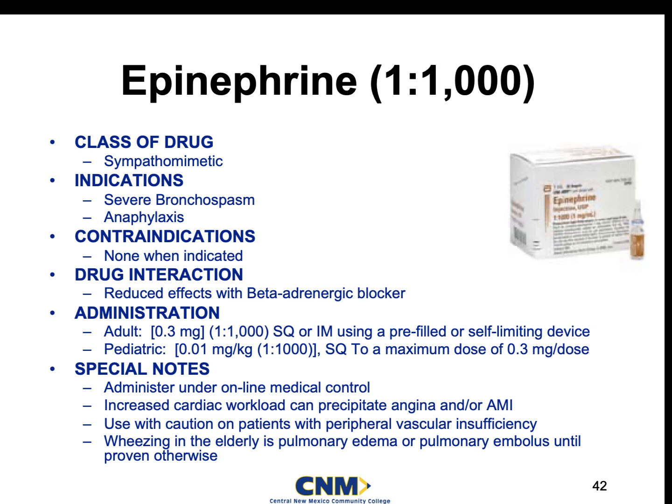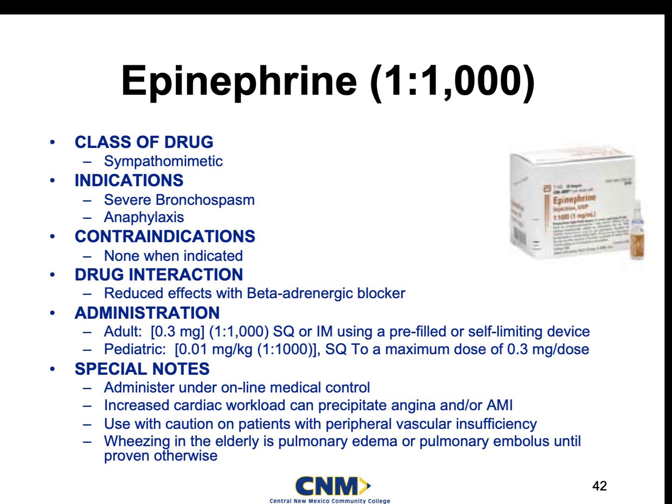Okay, the next drug I'm going to talk about is epinephrine, and the concentration of epinephrine is 1 to 1,000. As you move up in level of licensure, you're going to be able to play with different concentrations of epinephrine in order to help patients. But epinephrine 1 to 1,000, this is basically top shelf stuff. This is a very dangerous medication. Basically, this is a shot of adrenaline. It is one of the purest forms of adrenaline that we can give to our patients.